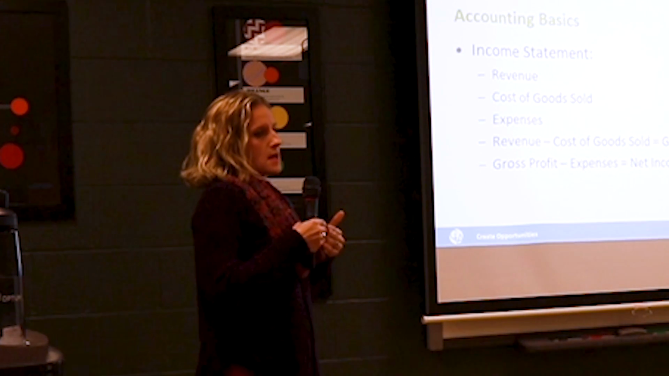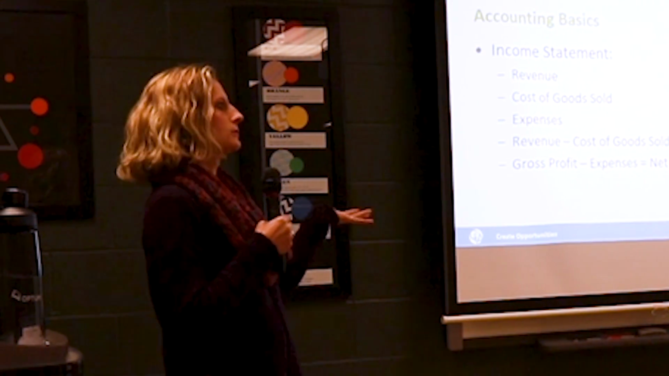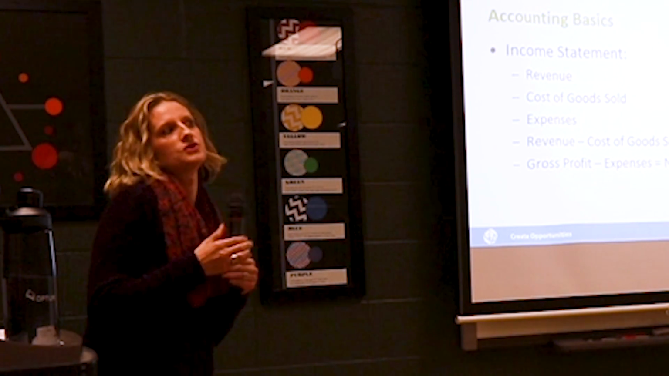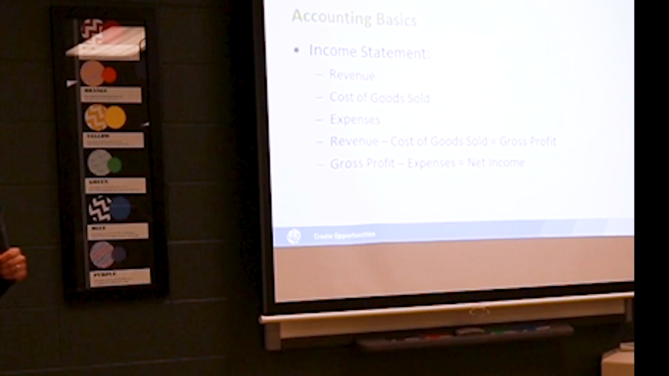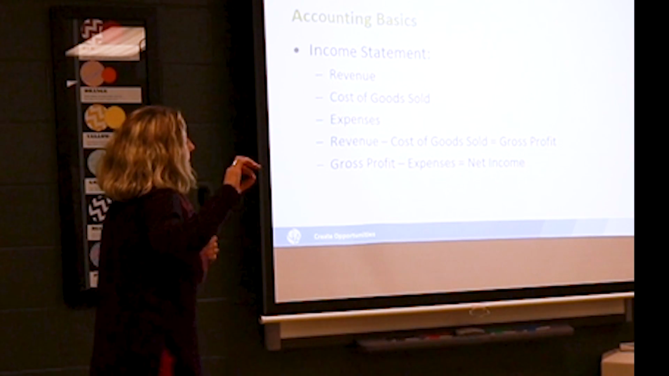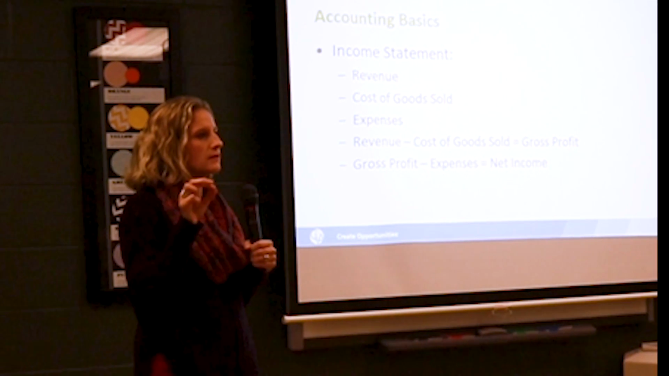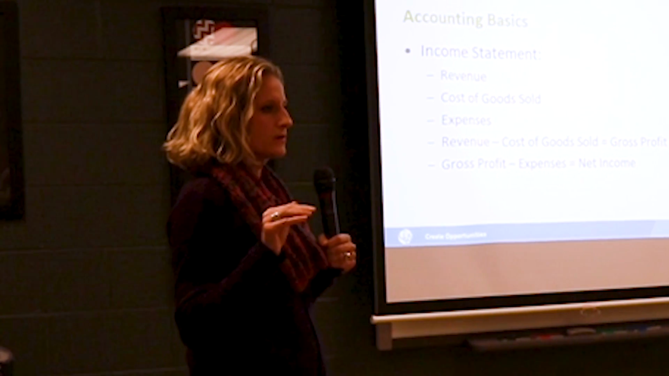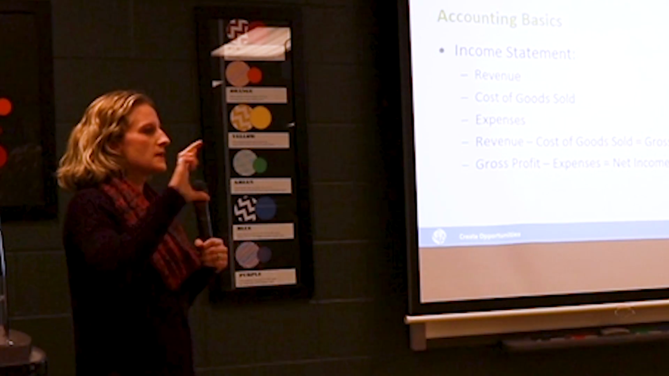Other expenses then are going to be maybe your rent. Maybe you rent a studio somewhere, or maybe you have insurance, utilities, items like that. So then when we take our revenue minus the expenses that we have specifically for our product, which is our cost of goods sold, then we come to our gross profit. I don't know if anyone has heard that term before, but that's what that is.